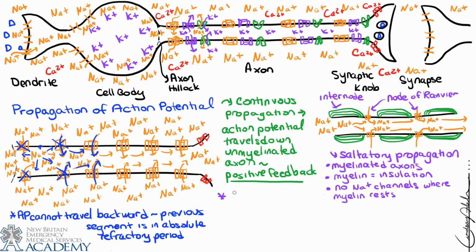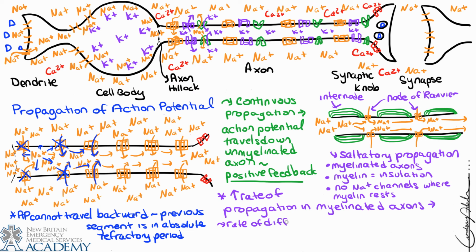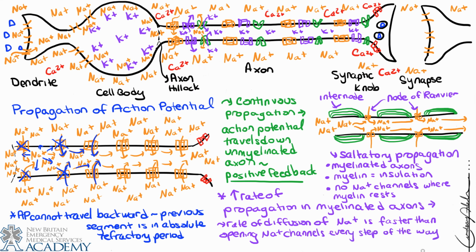The next important question is, why do we bother with myelination? The reason is because there's an increased rate of propagation in myelinated axons. It's a dramatic difference. Basically, the rate of diffusion from node to node, so from one set of sodium channels to the next set, is significantly faster than trying to open every single sodium channel along the axon. So if we reduce the number of channels, insulate the axon, and then have the current diffuse along the membrane a longer distance, we can deliver the action potential to the synapse significantly faster.